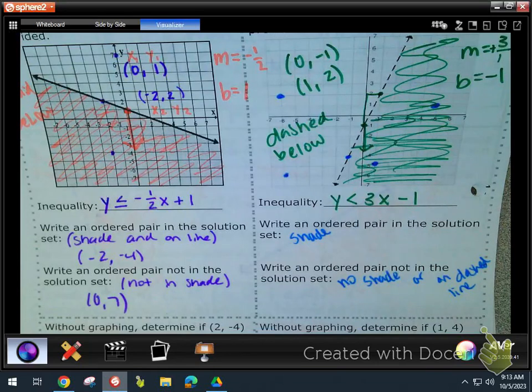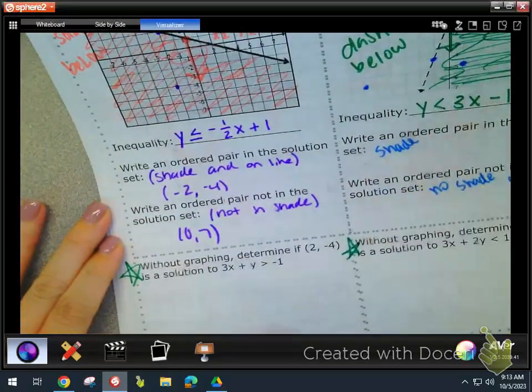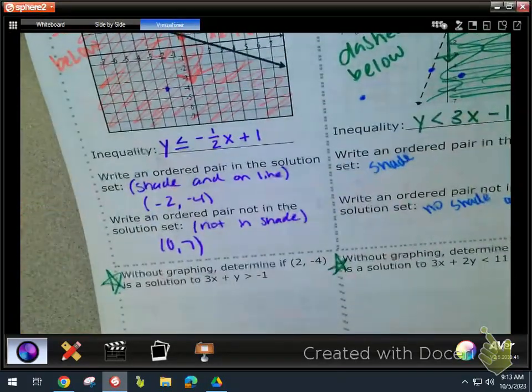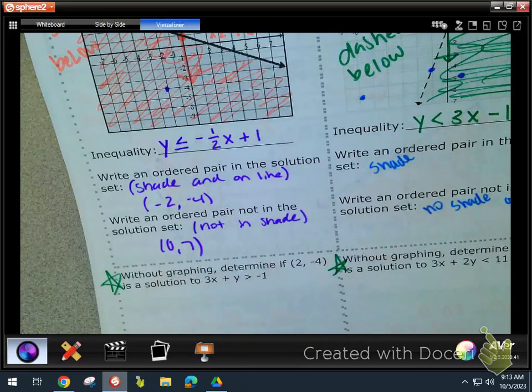Okay, so the next two questions, we're going to put a star on these because you're going to see them again. Star, star. We'll do one together and then I'll let you guys try one on your own. So this one says without graphing, okay? How do you know if this is a solution? All right, we can't graph.